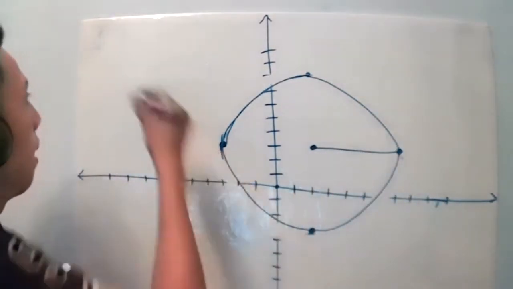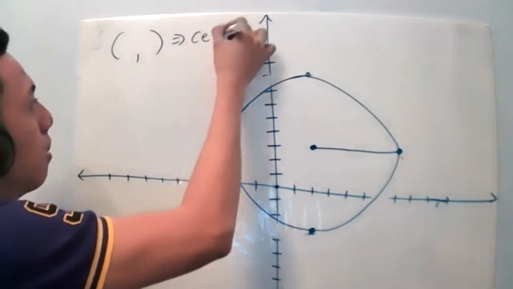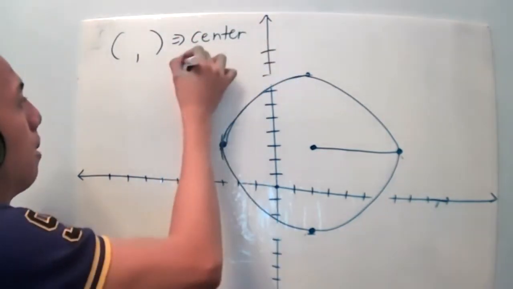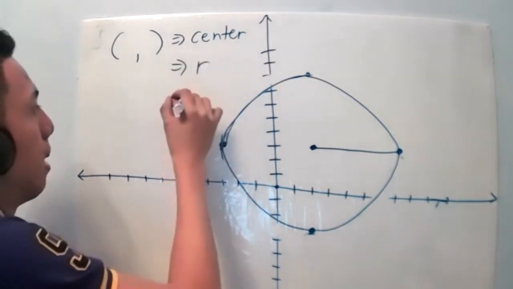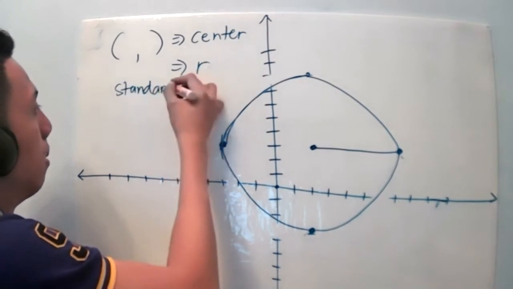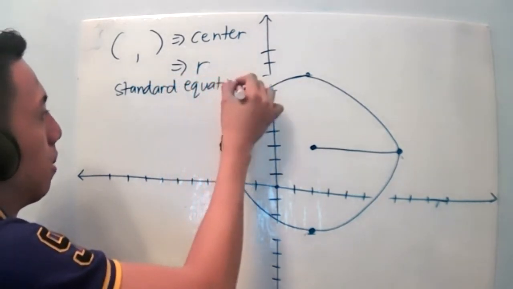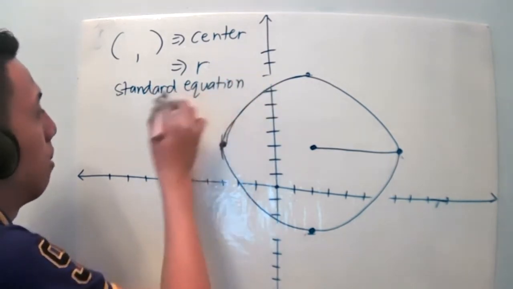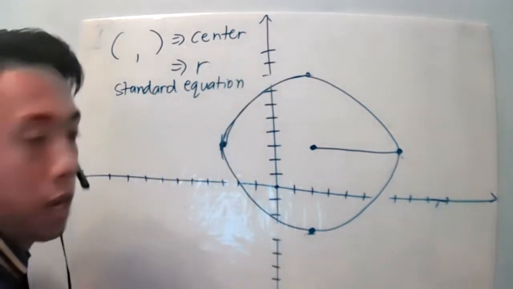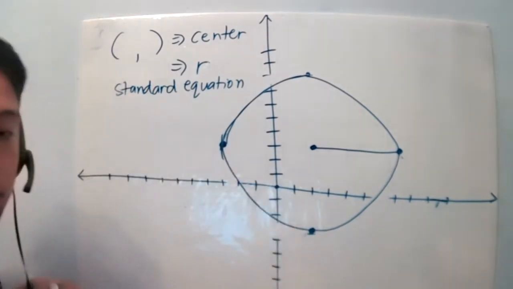Ayan. So we need to find the center. Hanapin natin si radius. Hanapin natin yung standard equation, or what we call standard form. Okay? Unahin natin si center.